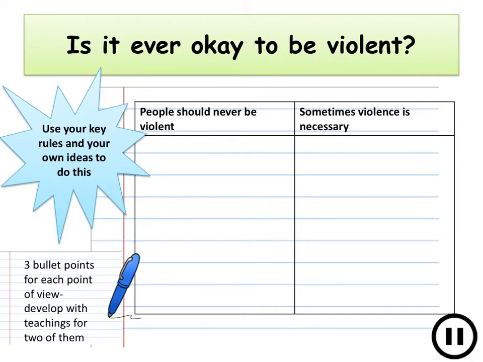Try to give 3 bullet points for each point of view and try to develop all of them with teachings, but at least 2 of them. Think about the key rules and your own ideas from other themes that you've been looking at in order to do this. Pause the video now and wait until you've got 3 things on either side before you move on.